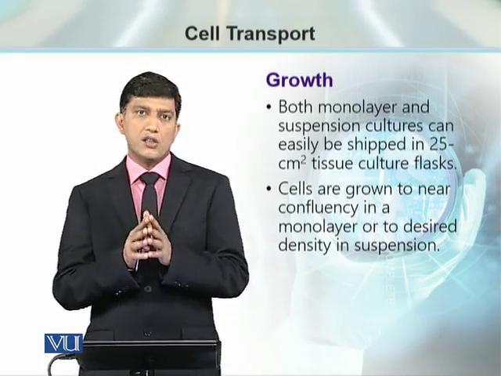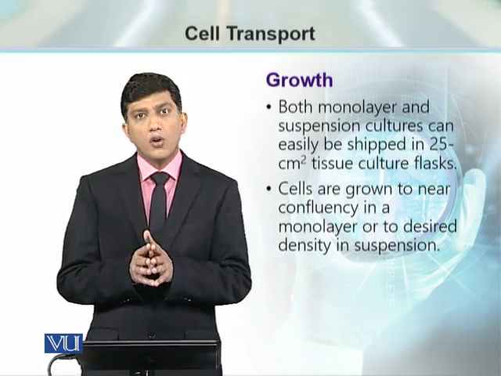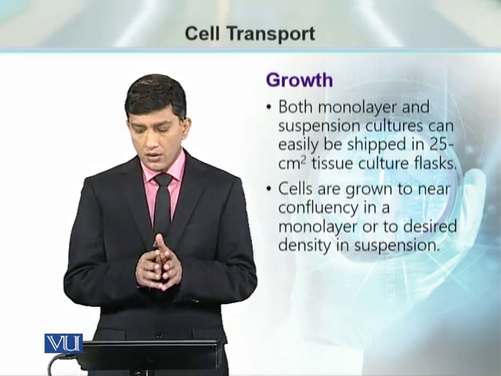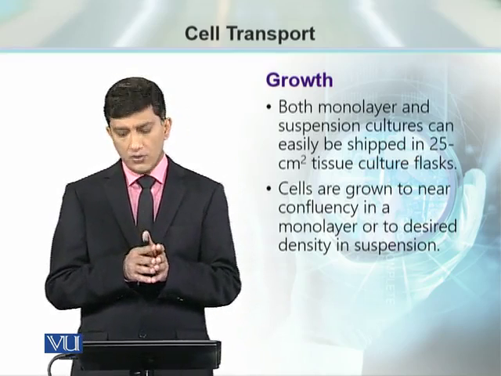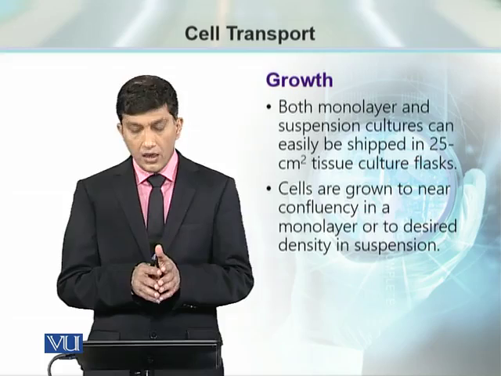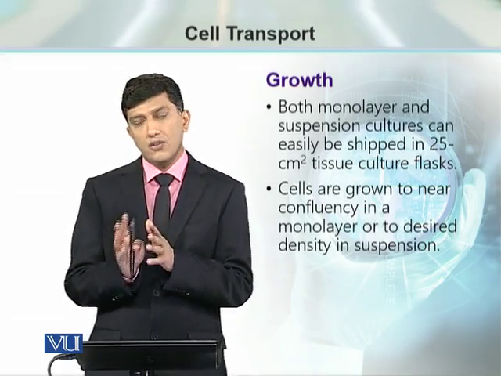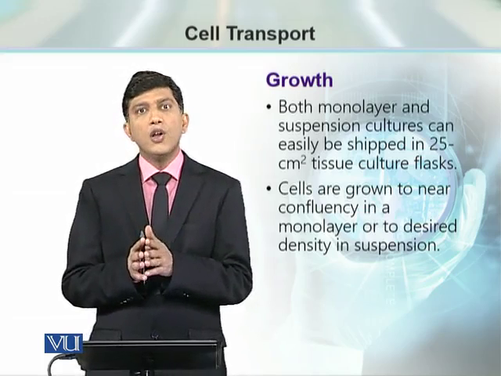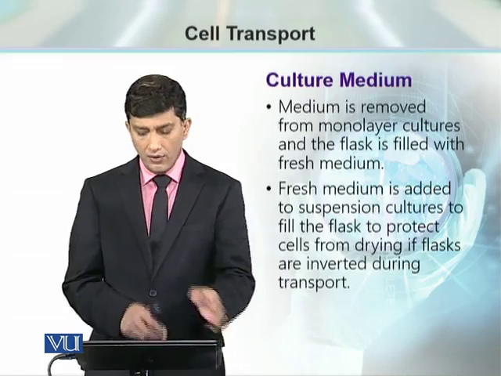and we need to grow those cells up to the required culture limit or to the confluent level in that flask. 25 centimeter square flask is routinely used, and now if these are monolayer cells or these are the suspension cultures, keeping in view we need to grow these cells up to confluent level.